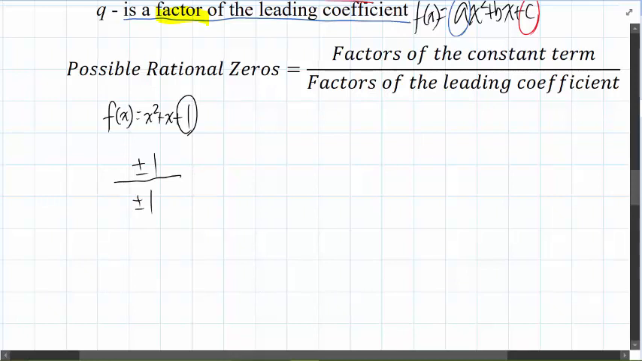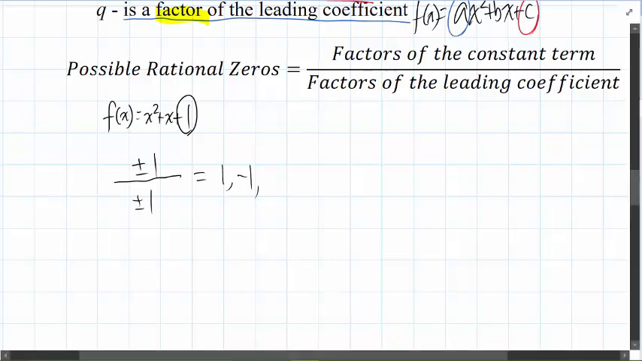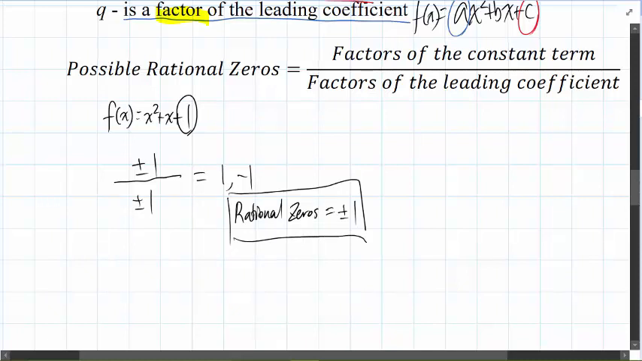So it's over, and the denominator is still positive. What's positive 1 divided by positive 1? That's 1. What's negative 1 divided by positive 1? That's negative 1. What's positive 1 divided by negative 1? That's negative 1. And what's negative 1 divided by negative 1? That would be positive 1. So we don't need to repeat it. So the rational zeros, or roots, would equal positive or negative 1. So remember, it's only possible.